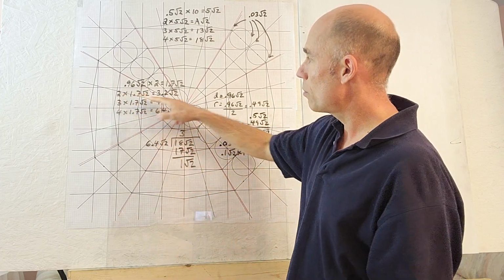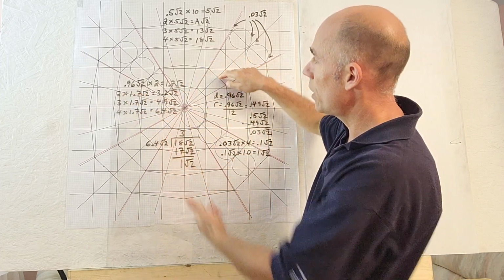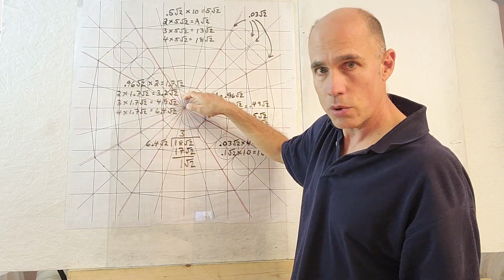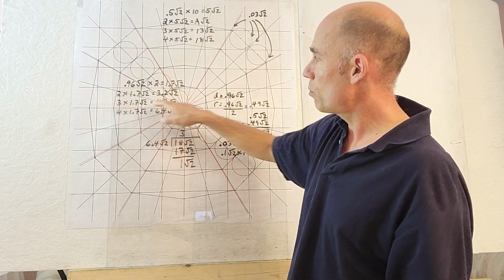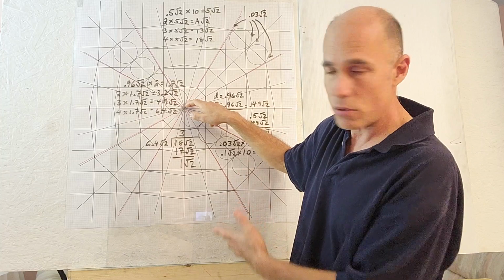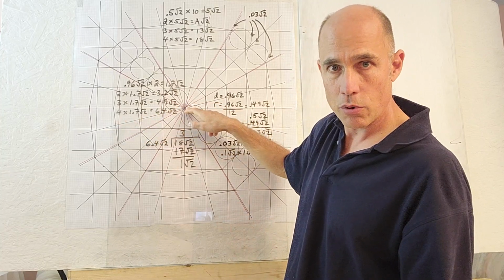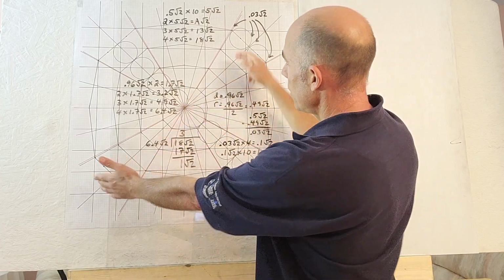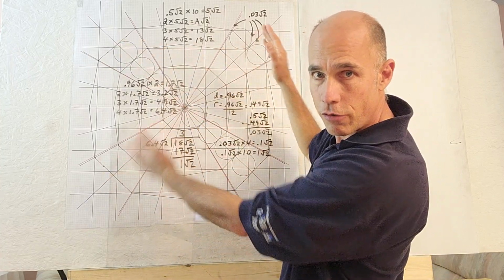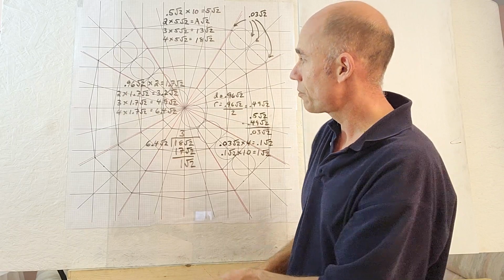So 2 times 1.7 for the second ring is 3.2 root 2. The third, 3 times 1.7 root 2 is 4.9 root 2. And then 4 times 1.7 root 2 is 6.4 root 2. That is the total length of the diameter for the fourth ring of the dodecagon.